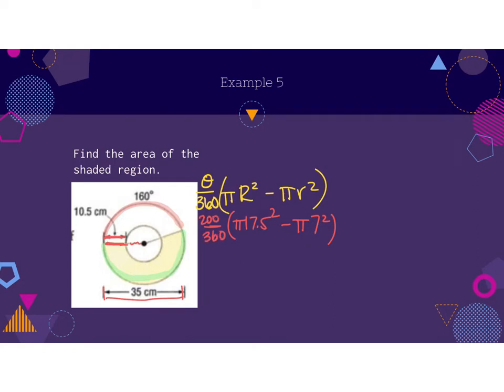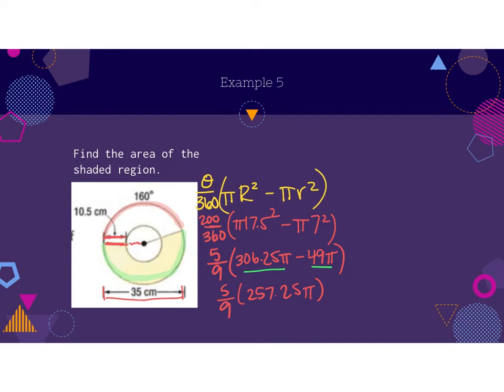200 over 360 is the same as 20 over 36, or 10 out of 18, or 5 out of 9. 17.5 squared, if I put that into my calculator, I get 306 and 25/100ths. And we're going to bring our pi over. Minus 7 squared is 49 pi. Since these two terms both have pi, I can subtract them. And I get 257 and 25/100ths pi. Still have our 5/9 on the outside.